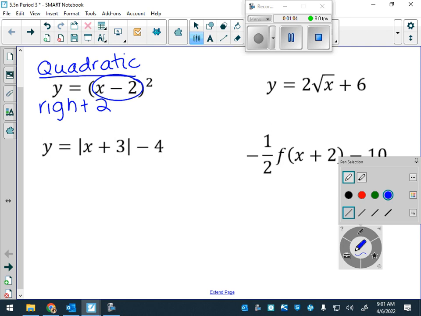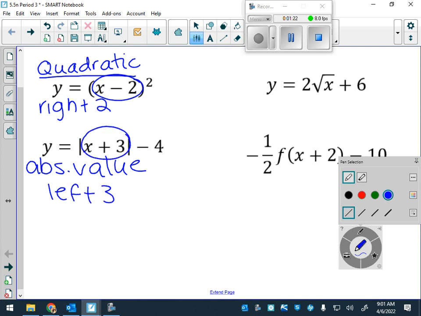If we look at the one below, what's our parent function here? Lena. It is the absolute value function. What transformations are happening, Mia? Good. So again, inside is the opposite of what you see. So this whole graph is moving to the left. And since -4 is on the outside, you're moving down 4. Okay?